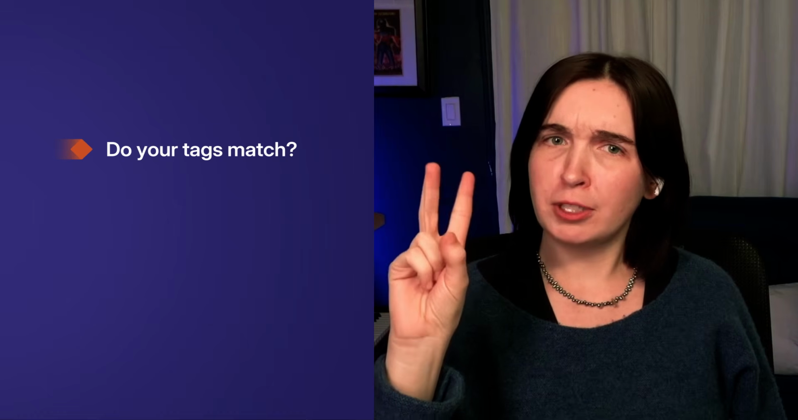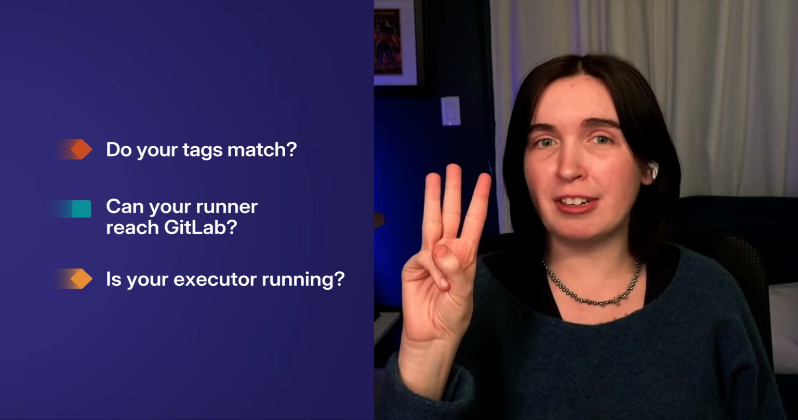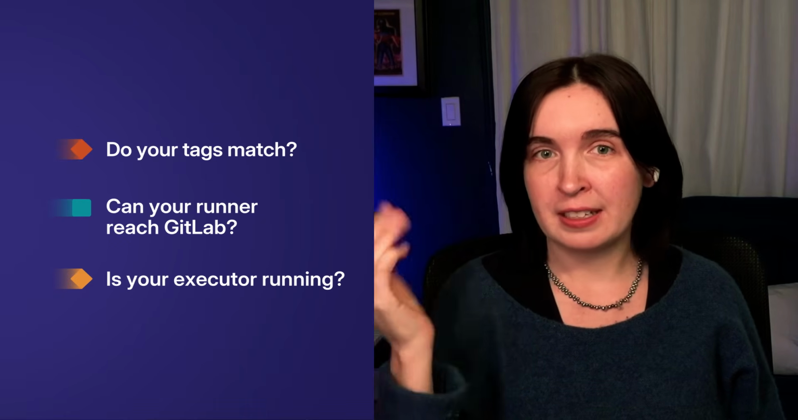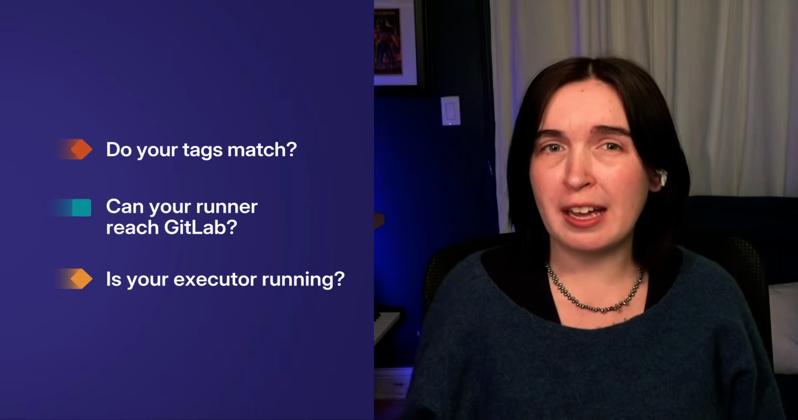To recap, if everything is broken and you're losing your mind, there are 3 main things to check. Number 1, do your tags match? 2, can your runner actually reach GitLab? And 3, is your executor actually running? If you handle those, then you'll solve 80% of runner issues before you even think about filing a ticket. Next time it fails, you know what to do.